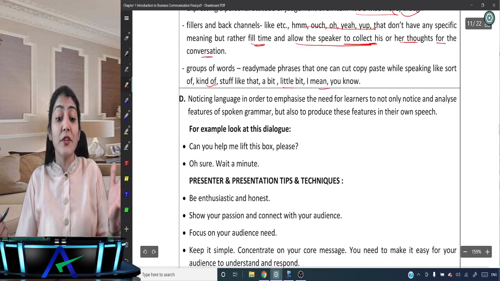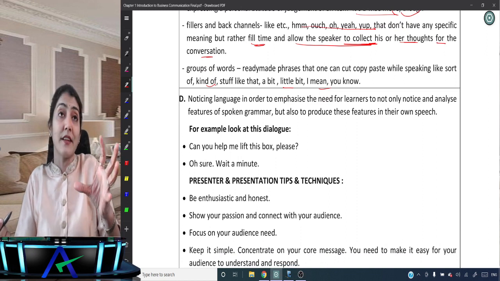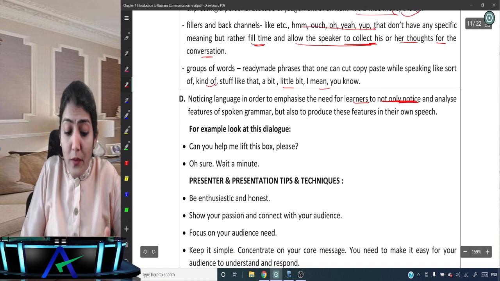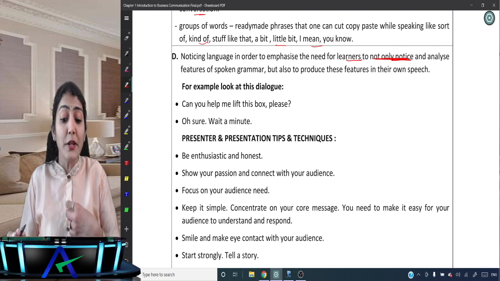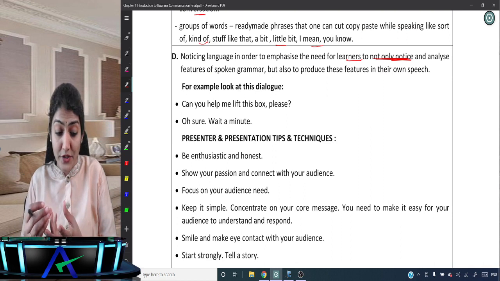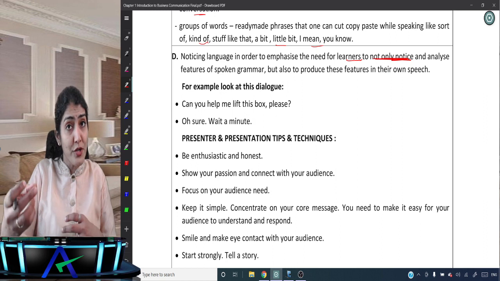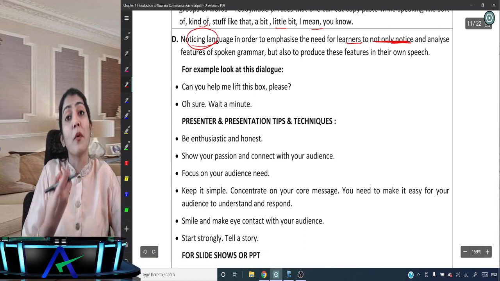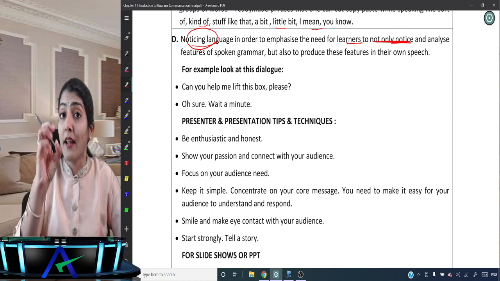Then noticing language, in order to emphasize and to attract the attention of the listener, to emphasize the need for learners to not only notice and analyze features but also to produce these features in their own speech. Yes, can you help me lift this box, please? So that "please" is the noticing language. Right, oh sure, wait a minute. Or you can just say, oh yes, I can. Or no, oh sure, wait a minute. Right, so noticing language, again, is a very important part of oral communication. You have to attract the listener. You have to continuously grab the attention of the listener.